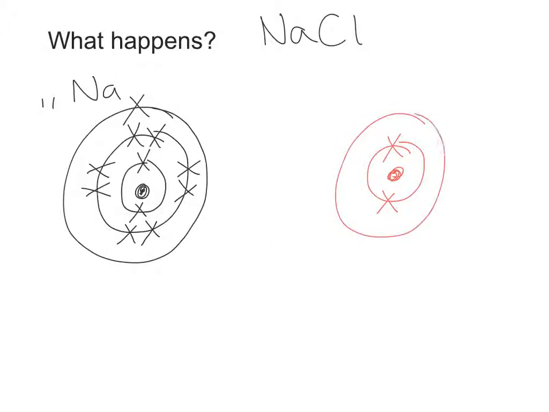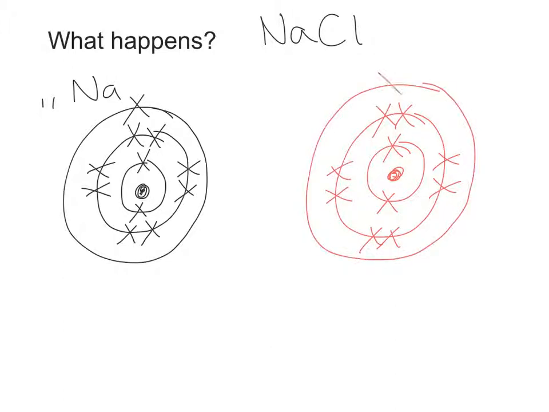Chlorine, so a chlorine atom, is in group 7. It's got 17 electrons. So it has 2 in the first shell, it has 8 in the second shell, and then that's 10 in total, so it has 7 in its final shell. So that's 17 electrons.